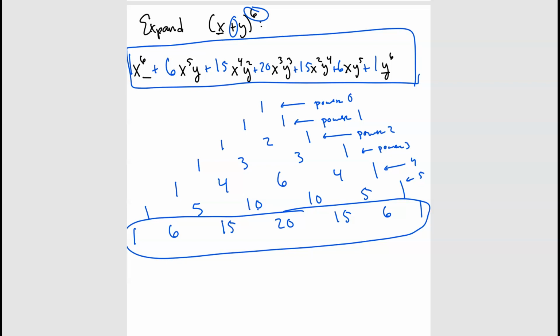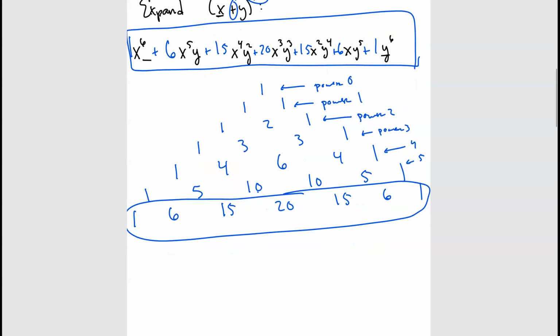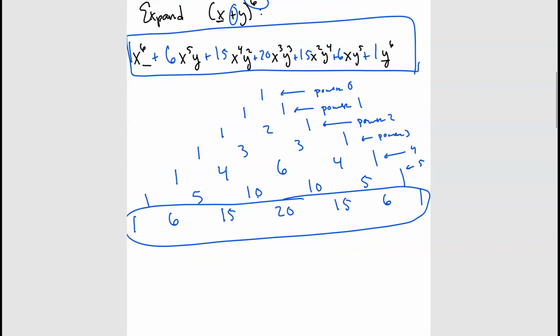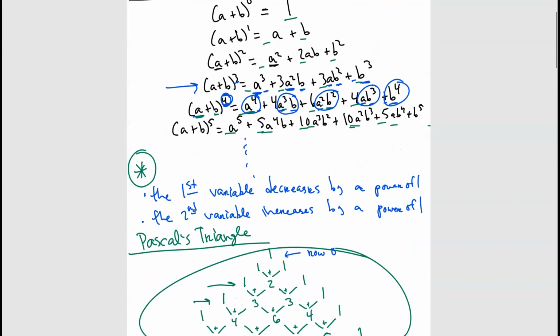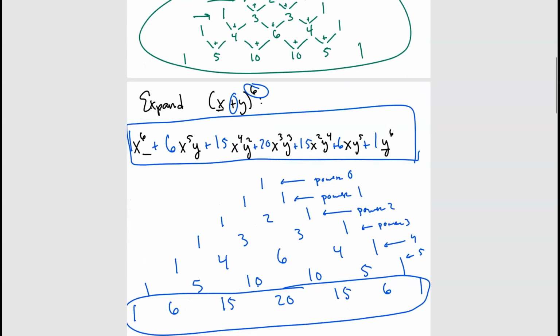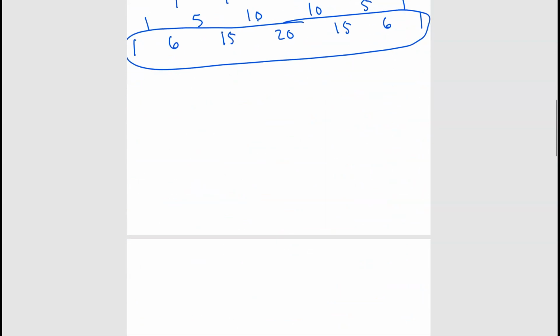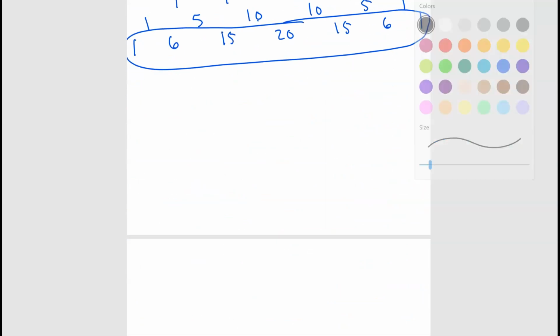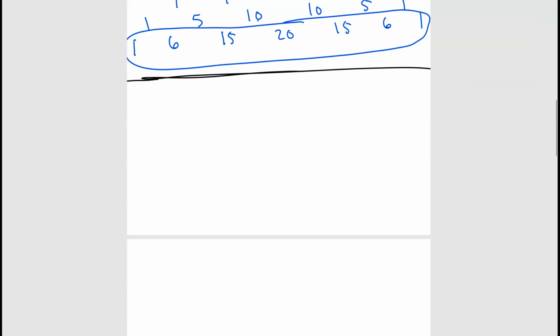Okay, so let's do another problem that's a little bit more involved. Now that we know what it is, basically we know that the first variable is going to decrease. It's going to start off with a power, and then it's going to decrease by 1. The second variable is going to be increasing by a power of 1. So they basically are opposites. So let's do another problem. Expand the following. Expand 2x plus y to the power of 3. So let's expand something that looks like this.